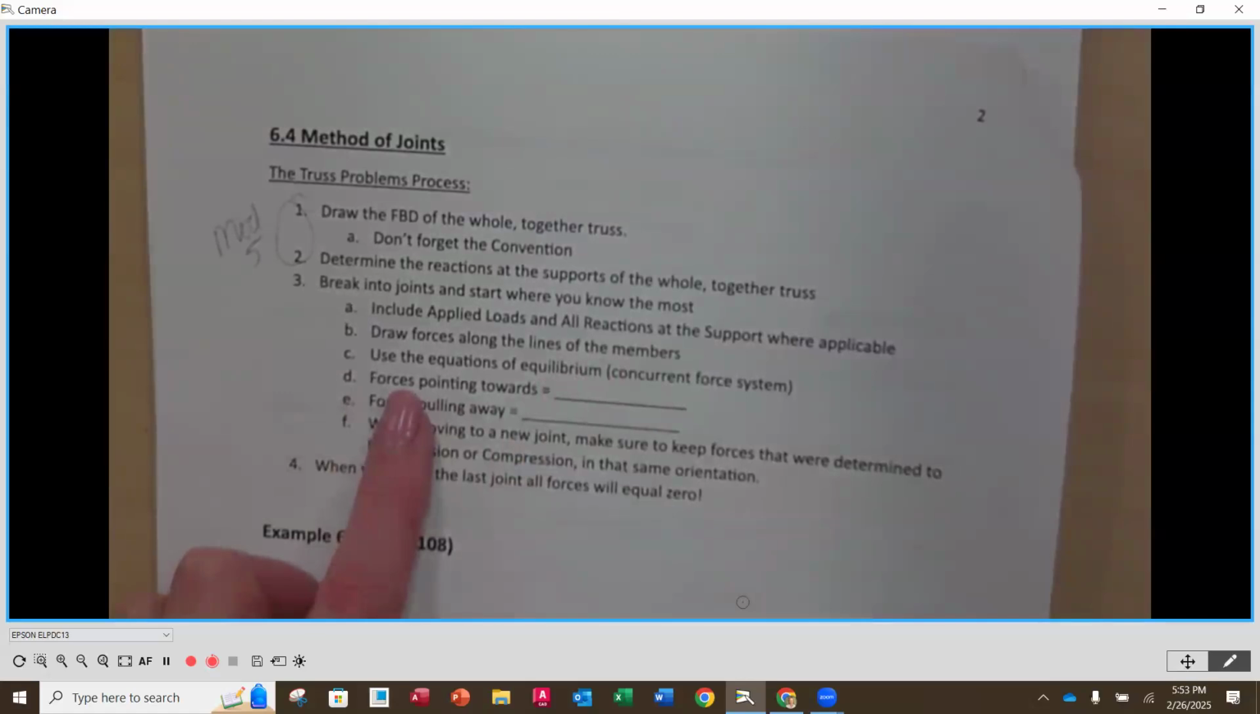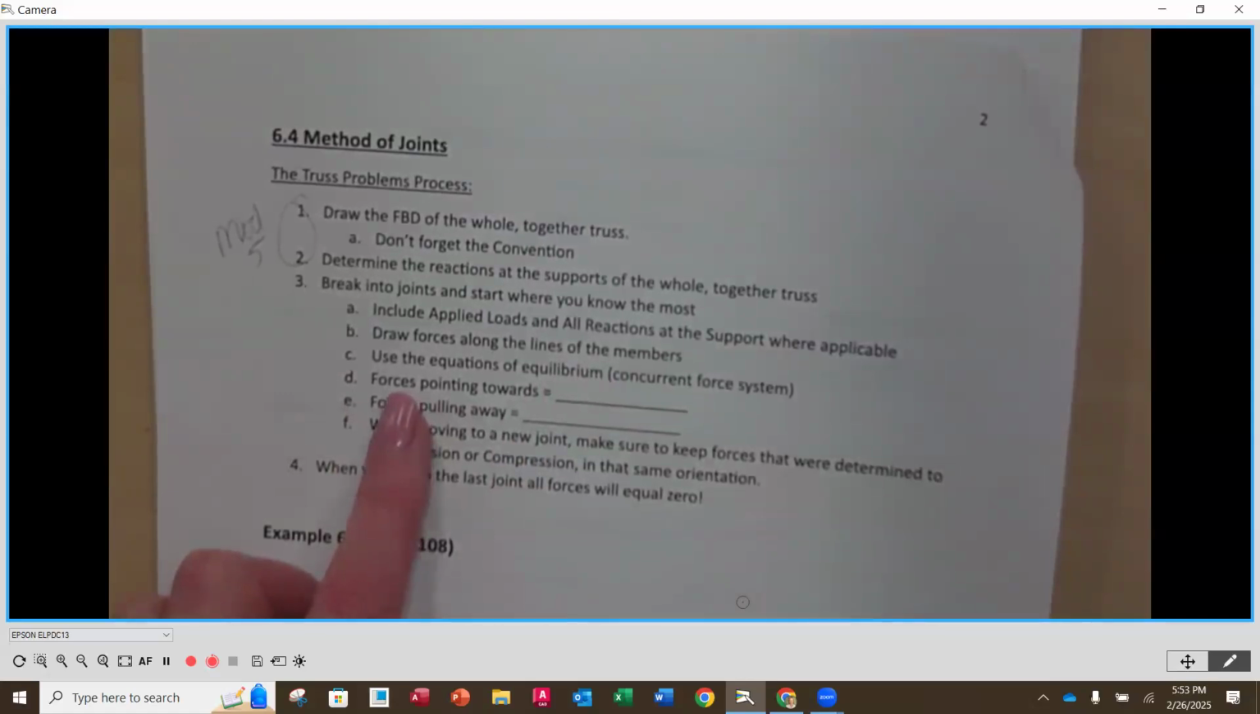Then we're going to use the equations of equilibrium. These are concurrent forces because we have forces only applied at the joints. They act at the intersection point of the members, the forces in the members, as well as the applied loads and reactions.